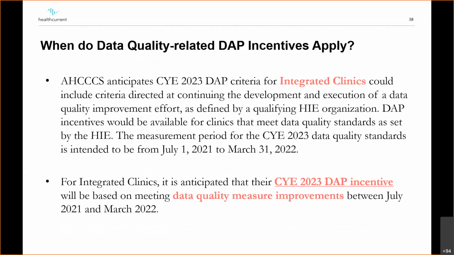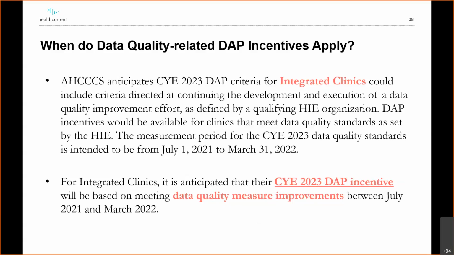When do data quality related DAP incentives apply? This year, integrated clinics will do the data prep phase of data quality. So we will set some standards for integrated clinics this year and start running data quality profiles for integrated clinics, with the anticipation that next year's DAP policy will include, as a component of what you have to meet in order to receive the incentive, the improvement that's being proposed.